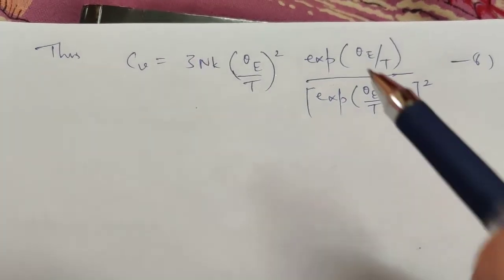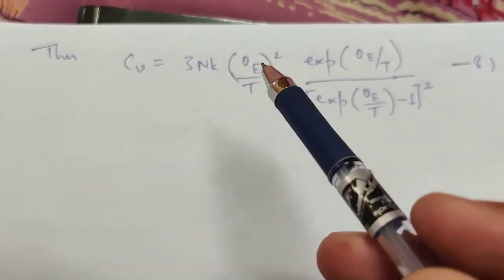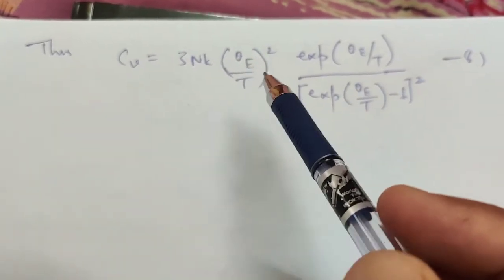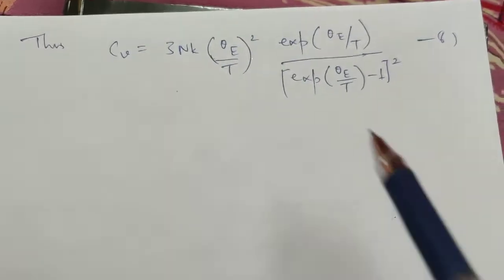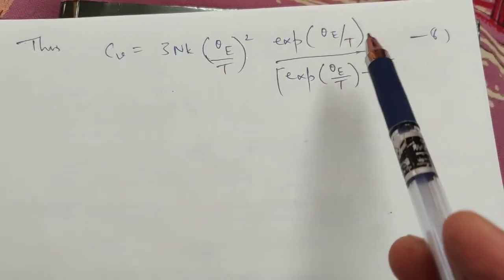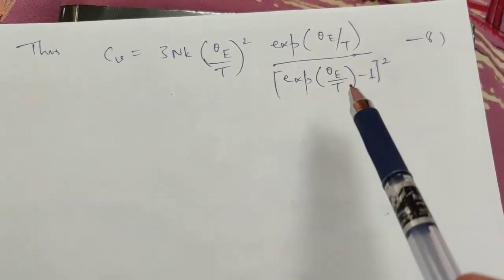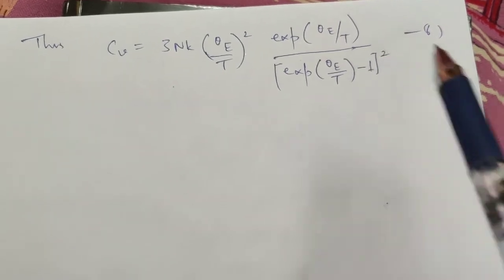So thus this expression will be much simpler. Thus putting the value of h nu upon k, that is the Einstein temperature, into the previous equation, this will become Cv equal to 3nk theta E upon T whole square, exponential theta E upon T divided by exponential theta E upon T minus 1 whole square.